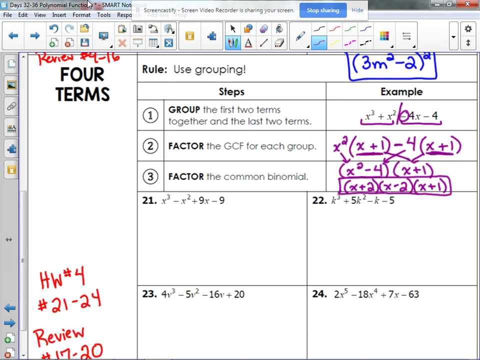Okay. Any initial questions? We're going to do some more. I just want to see if there's any questions that you have at the moment.